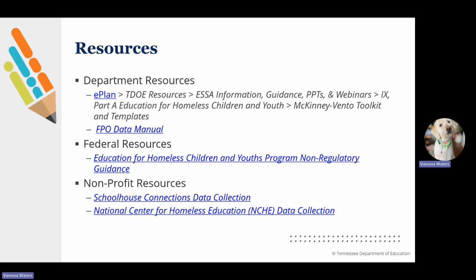And then for some federal resources, you can visit the National Center for Homeless Education. There's lots of wonderful information that you can use there for your homeless programming. There are self-paced trainings that you can use for yourself and your staff on identification of McKinney-Vento students. You can also visit the Education for Homeless Children and Youth program non-regulatory guidance. And then for nonprofit resources, I highly encourage you to look at Schoolhouse Connections. They also have a lot of great resources about homeless data collection and just supporting your homeless programming in general.